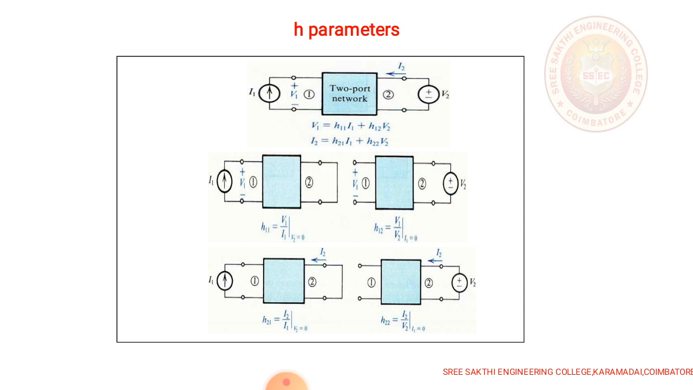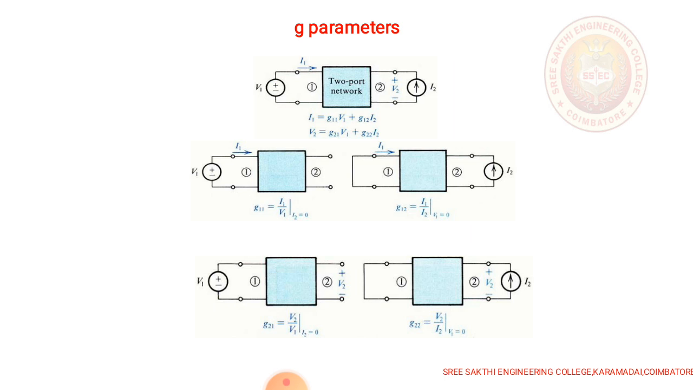Likewise, H parameters. H parameter has input current source and voltage source, that is, in the input side of the two-port network, current source is given and in the output side of the two-port network, voltage source is given. So from this we can find V1 and I2. Similarly, for the G parameter, the two-port network has input voltage source and the output current source. So from this we can calculate I1 and V2.